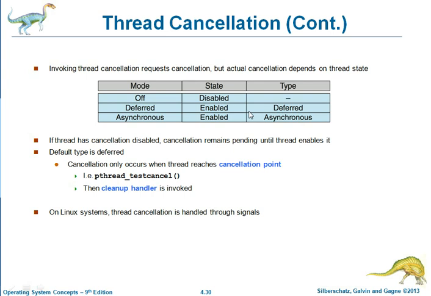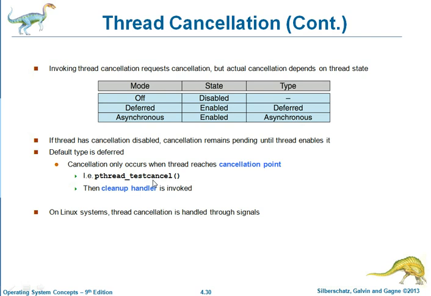The table here illustrates that Pthreads allows threads to disable or enable cancellation. Obviously, a thread cannot be cancelled if cancellation is disabled. However, cancellation requests remain pending, so the thread can later enable cancellation and respond to the request. The default cancellation type is deferred cancellation. This occurs when a thread reaches a cancellation point. One technique for establishing a cancellation point is to invoke the pthread_testcancel function.